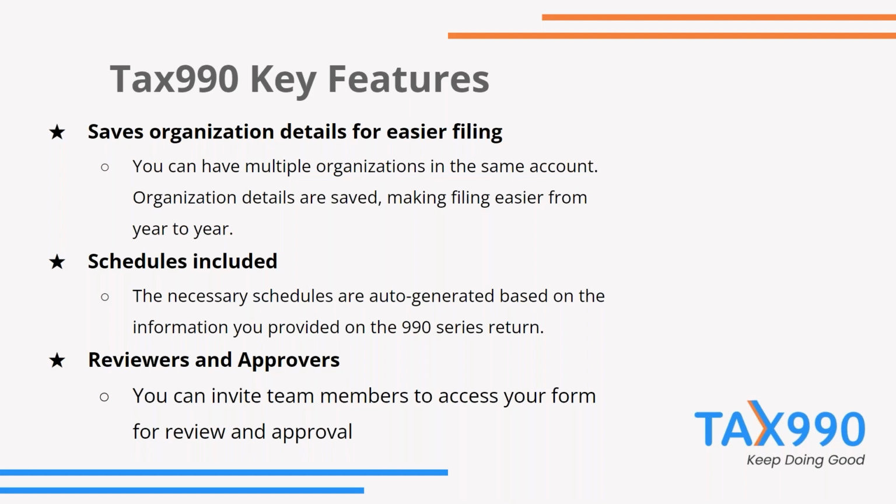We also understand that it's not always easy to know what additional information is required on your return. When you complete a return with Tax 990, we help determine what schedules are required based on the information you provide on your form. The schedules required will automatically generate for you to complete. Additionally, only the necessary parts of the schedule will appear, so you're not completing information that's not required.